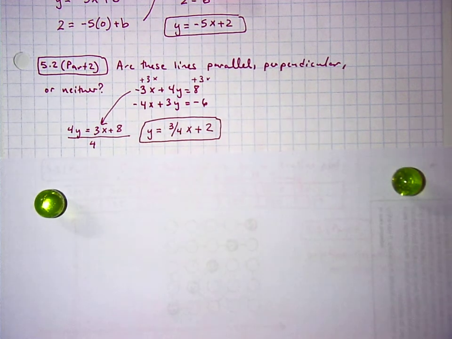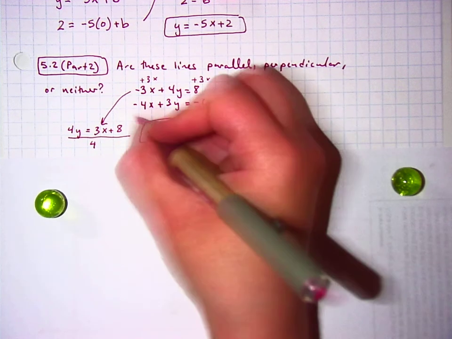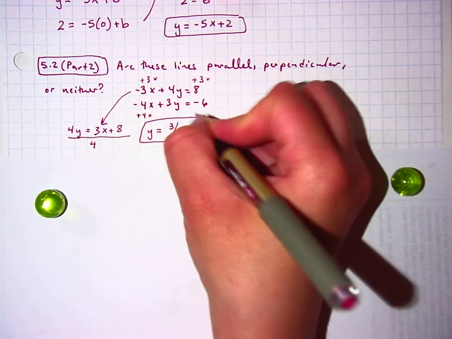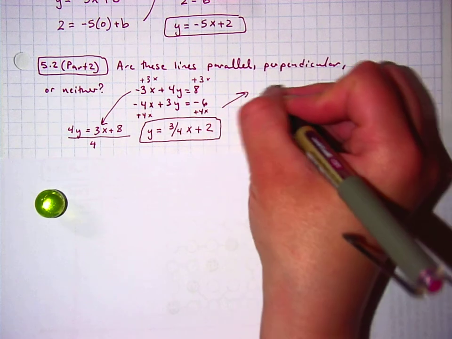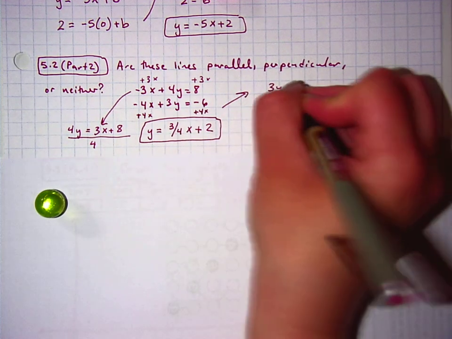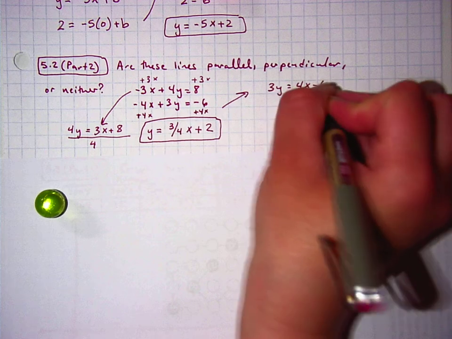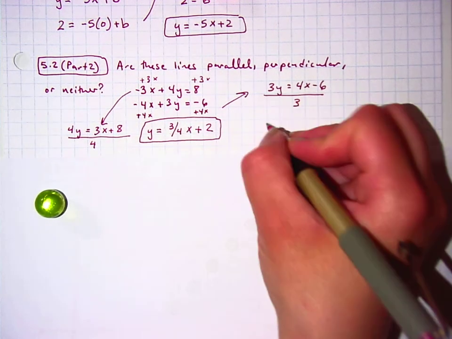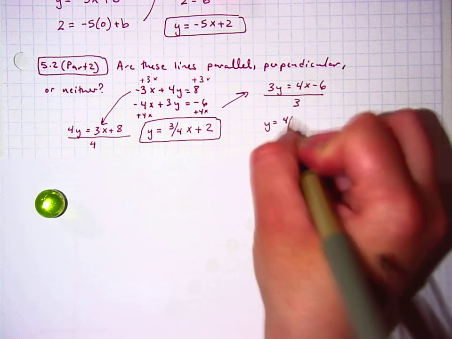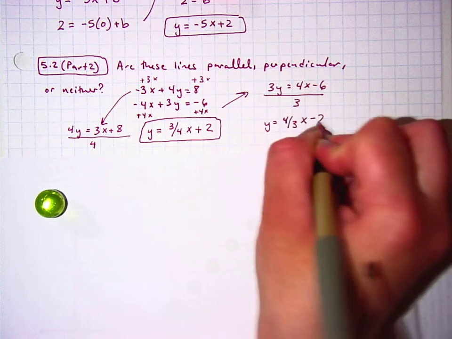And now I have to find my second, and then I'll compare the slopes. So on this one, to get y by itself, the first thing I'm going to do is add 4x. So now I've got 3y equals positive 4x minus 6. And then divide by 3 on both sides. So I get y equals 4/3 x minus 2.